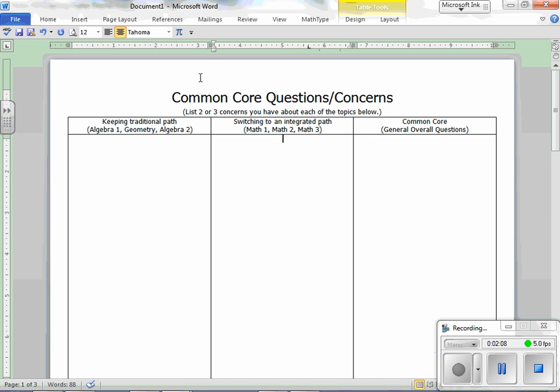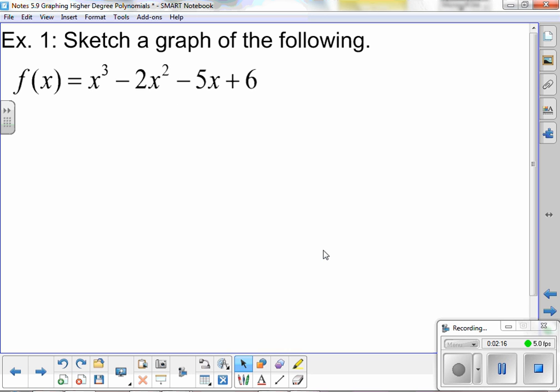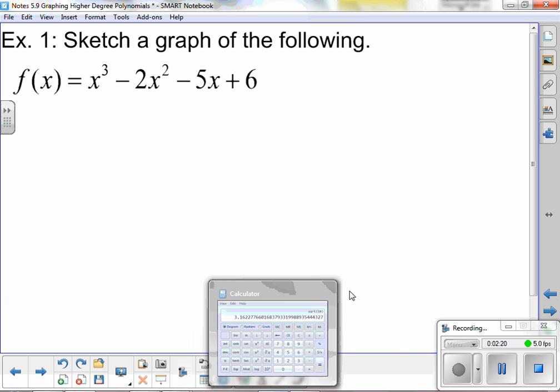Whoops. I don't know why that came up. That's about Common Core stuff. There you go. Okay. So just forget you guys saw that.